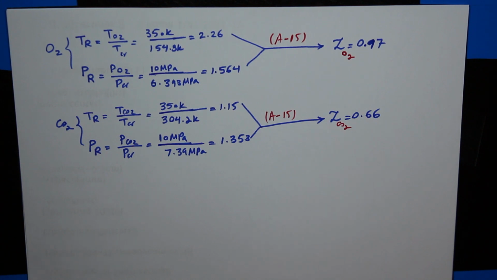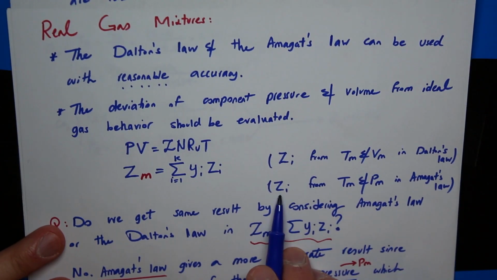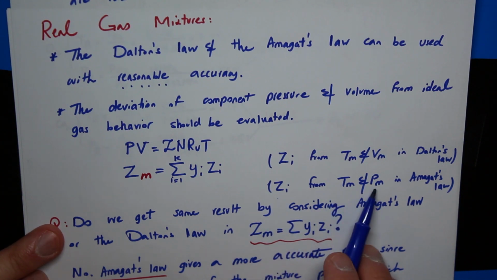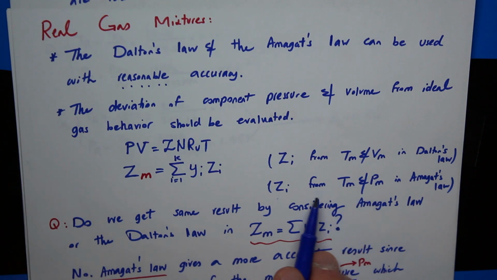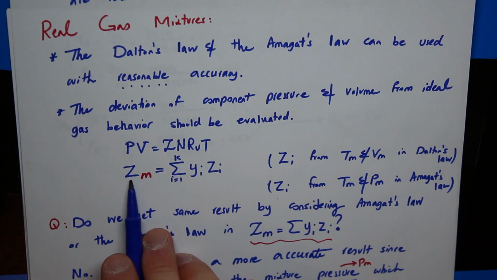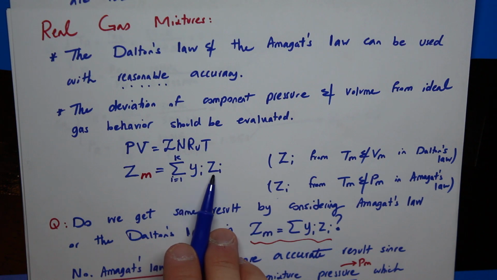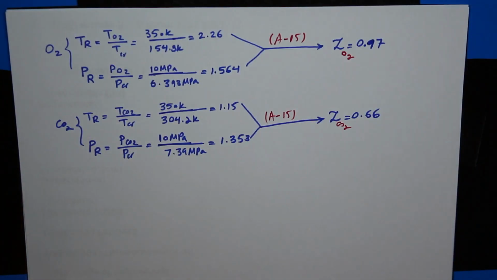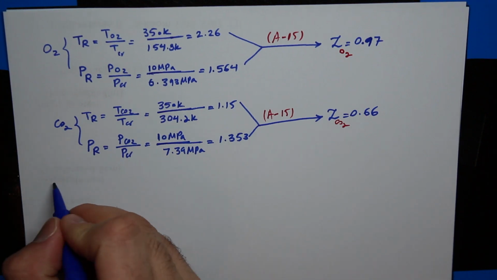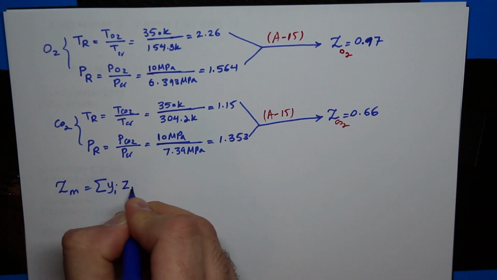My next step, let me once again show you this page. This is what I've done so far. For Amagat's law, I obtained Zi, where i is for each of the components, based on the temperature of the mixture as well as the pressure of the mixture. Now I have two Zi values. I'm going to obtain Zm, the Z for the mixture, based on this correlation. This is the mole fraction and this is the Zi value that I obtained. So my Zm is going to be the sum of Yi Zi.